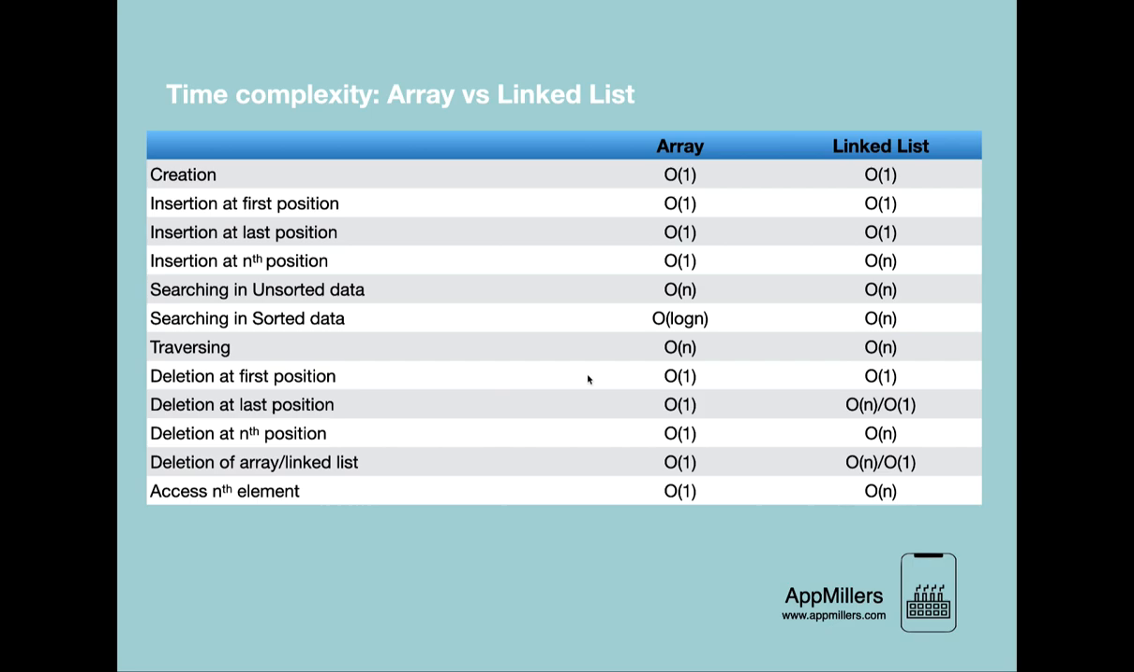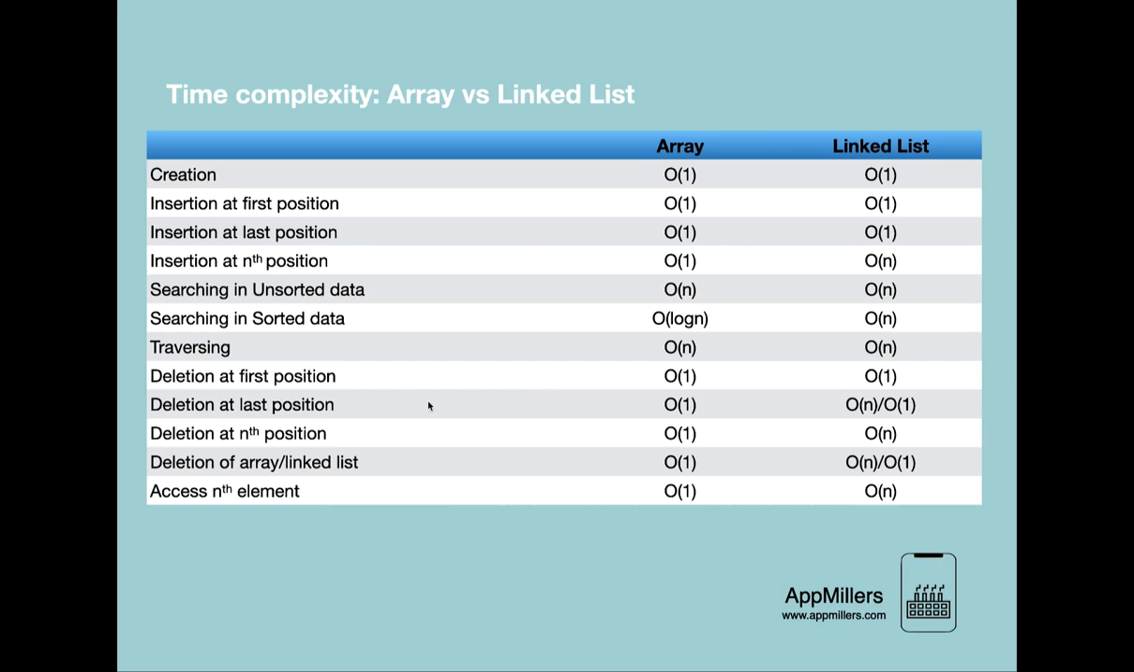So here again we have 3 cases: deleting the first element, deleting the last element, and deleting the nth element. Deleting the first element in case of both array and linked list is a constant time operation, because in case of array we are just deleting the element based on the index, and in case of linked list we are just changing the references of the node. Now the next operation is deleting the last element.